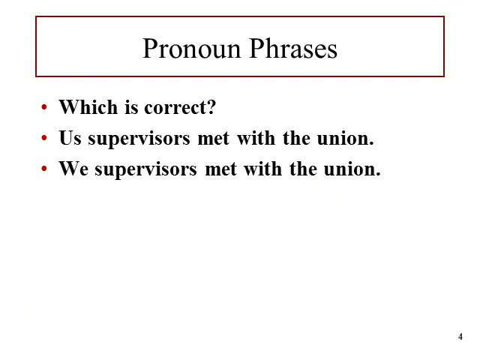What about if we have pronoun phrases? For example, us supervisors met with the union, or we supervisors met with the union. This is the same deal where, in the top one, supervisors is working together with us, or supervisors is working together with we, but it confuses you when you're trying to think which pronoun to choose. So get rid of it. Would you say us met with the union or we met with the union? I hope you know you would say we met with the union, and that's how you know which one to choose.